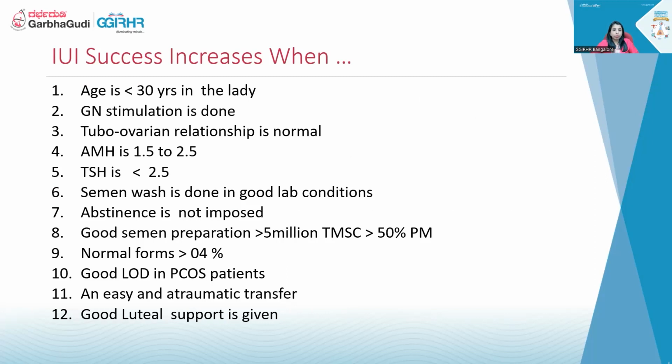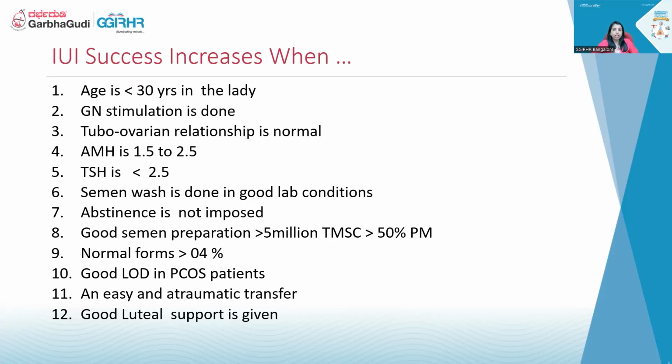So coming to the take-home message: IUI success rates are best when the maternal age is less than 30, when gonadotropin stimulation is used, when the duration of infertility is less than 4 years, and when you are doing IUIs for anovulation, unexplained infertility, or azoospermia where donor inseminations are done. Proper tubal assessment is important. The ideal way of doing it is through laparoscopic assessment.